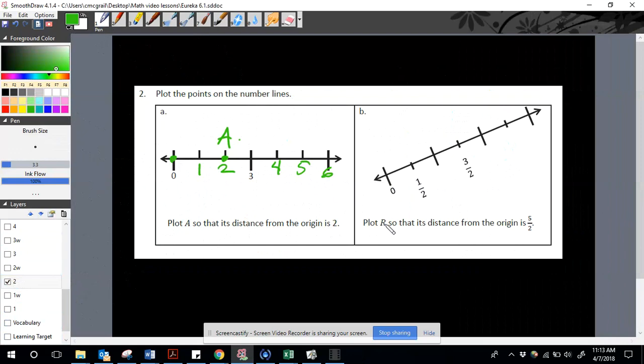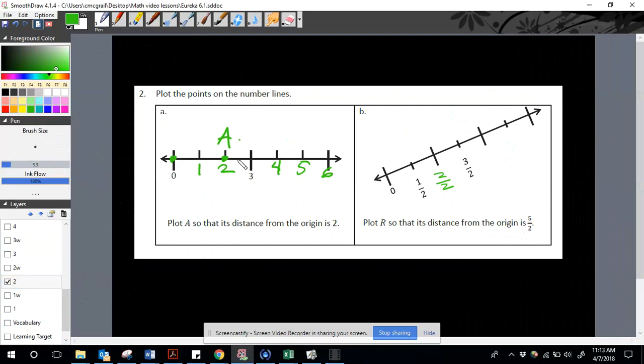Looking at the next one, it says plot R so that its distance from the origin is 5 halves. Well, I can see that this mark is 1 half, this mark is blank, and this mark is 3 halves. So I know that this mark must be 2 halves.